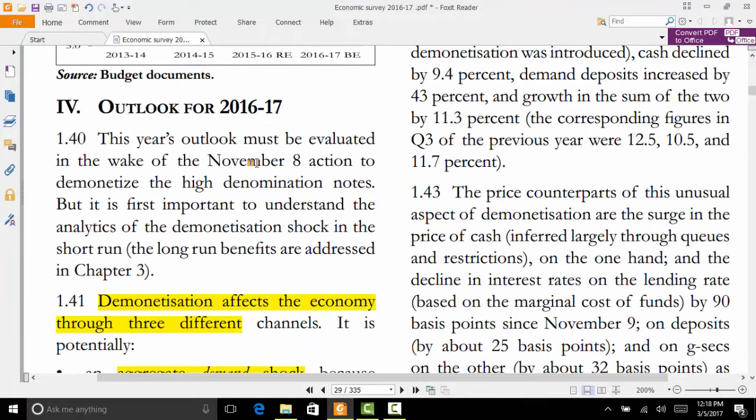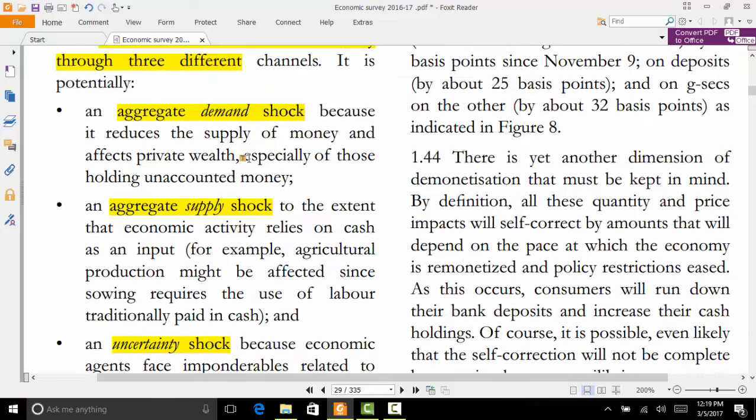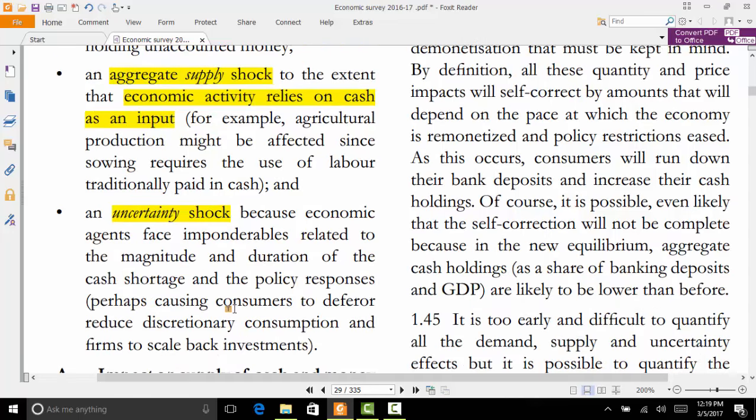Come to the next. For the next year, the outlook has been discussed. How demonetization acts in three different ways: aggregate demand shock, supply shock, and uncertainty shock. How a demand shock? Now less cash is available in the economy with the people, so demand definitely declines. Supply shock: supply in terms of economic activity relies on inputs, for example requirements that use labor traditionally paid in cash. Now a lot of economic activity, even the production agencies, require cash to be given to the labor. So it also has a supply shock. So supply declines, demand declines.